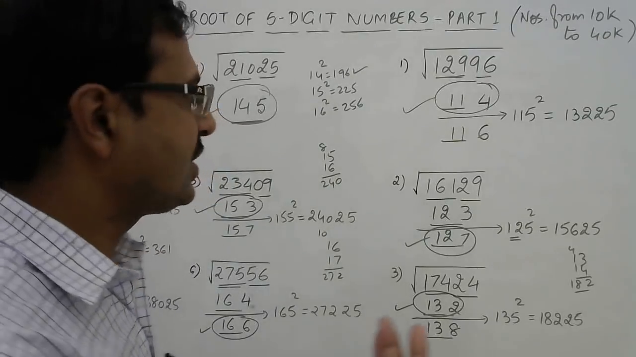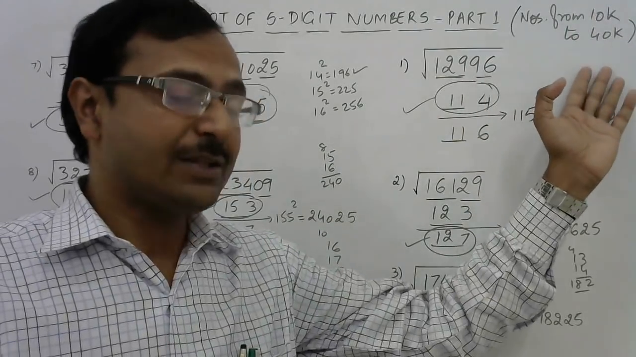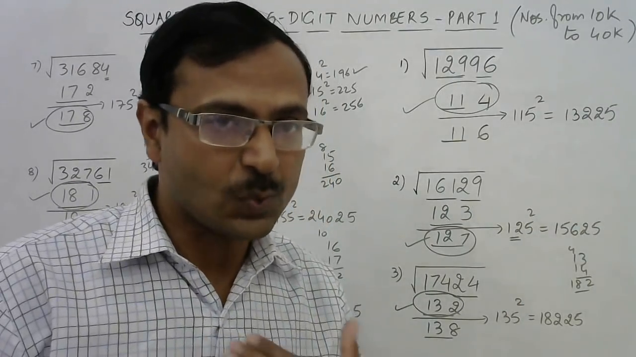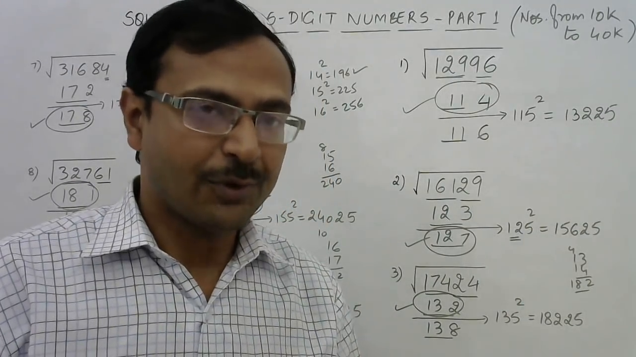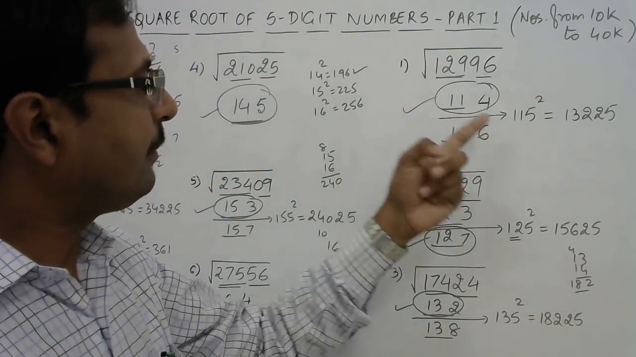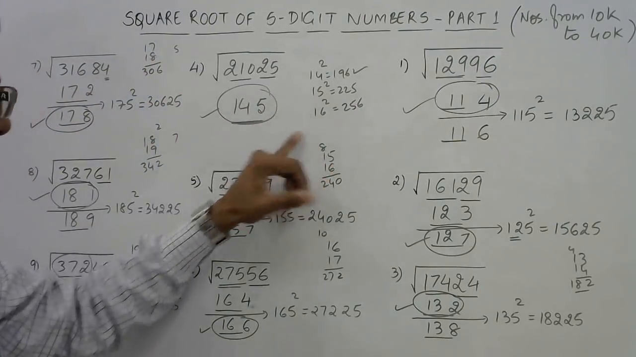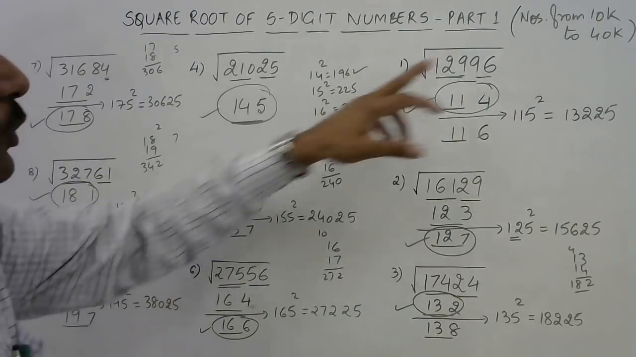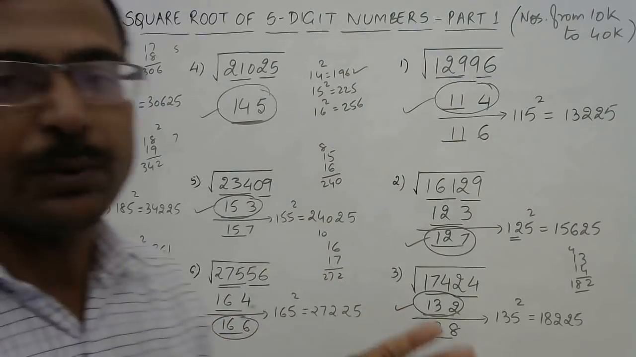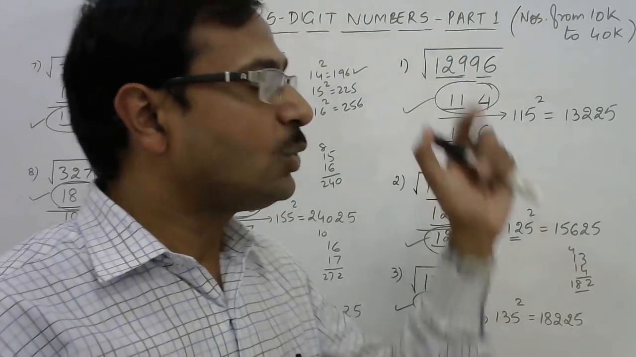Friends, just watch how this trick is working for all numbers up to 40,000. Beyond 40,000, you need to be aware of the squares of numbers from 21. Here I've taken the squares of numbers up to 19. So if you go beyond 40,000, then the squares of numbers from 20, 21, 22 up to 29 are required to solve for the numbers. So that I'll take up in part 2 of this video.